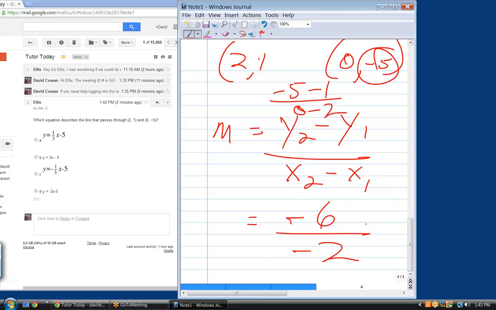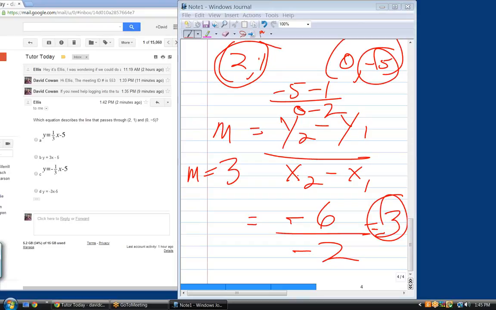So what is -6 divided by -2? Isn't it 3? That's the slope. That's always the most important thing you can calculate, is the slope. So now we have m equals 3, and we have 2 different points. Well, remember there's a format for point-slope, where you have exactly the slope and the point, and you can choose any point you want. What's the format for point-slope?